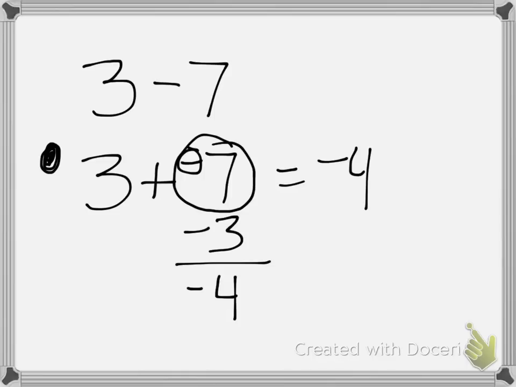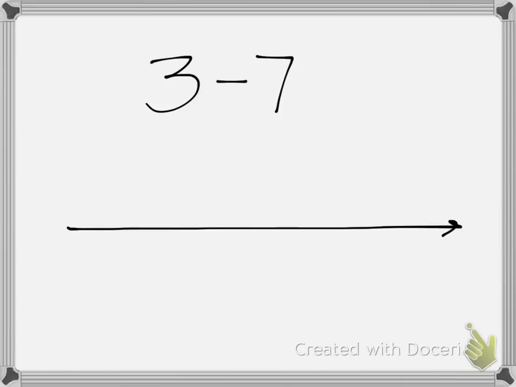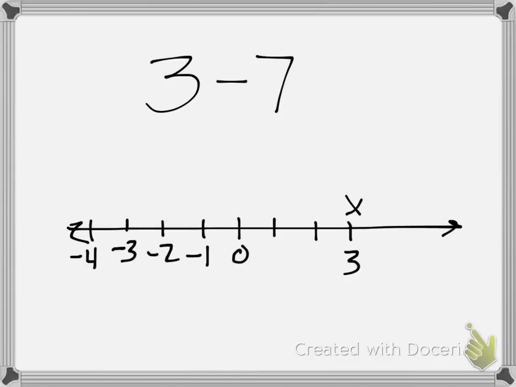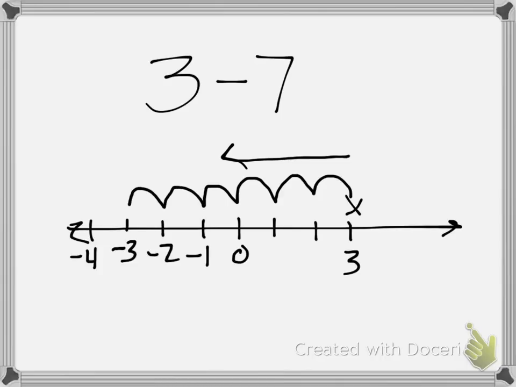And that makes sense. If we think about a number line, looking at the same problem, you have 3 minus 7 with a number line, starting at 0, going out to 3, negative 1, negative 2, negative 3, negative 4. If you start at positive 3 and you take away 7, you're going to go in the negative direction. 1, 2, 3, 4, 5, 6, 7. And you end at negative 4, which is what we got with our other method.